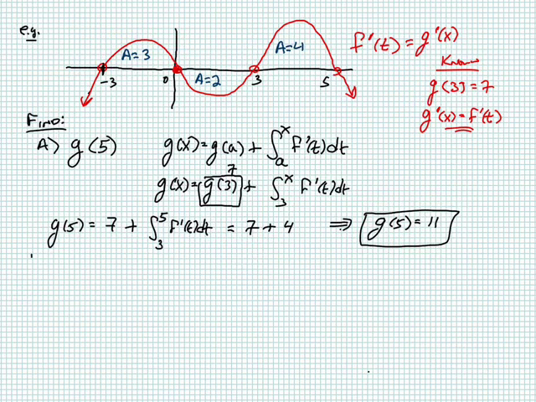Okay, let's find another value. And I can actually find, in this case, any of these points that I have listed. But I want to find g of minus 3. Now be careful here.